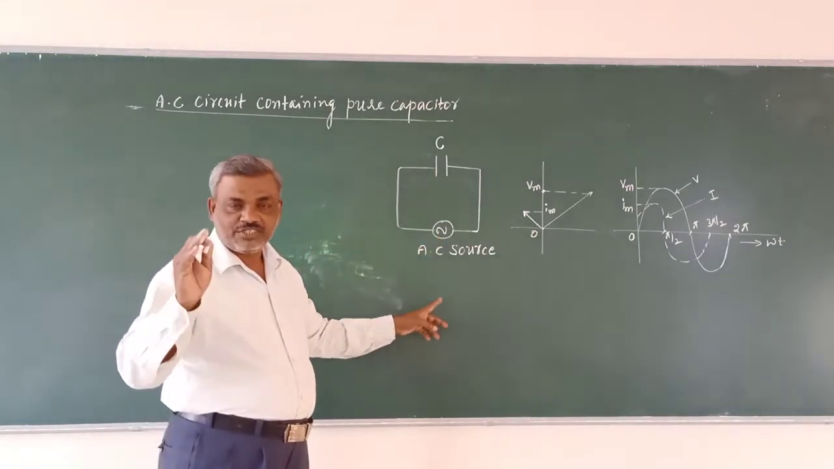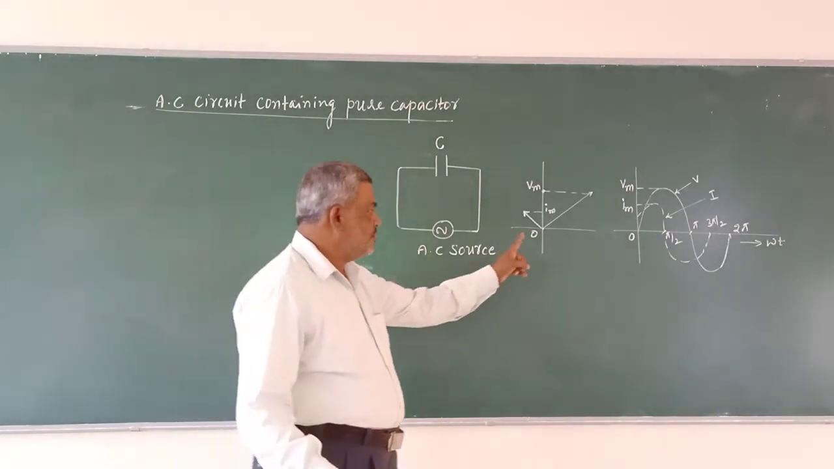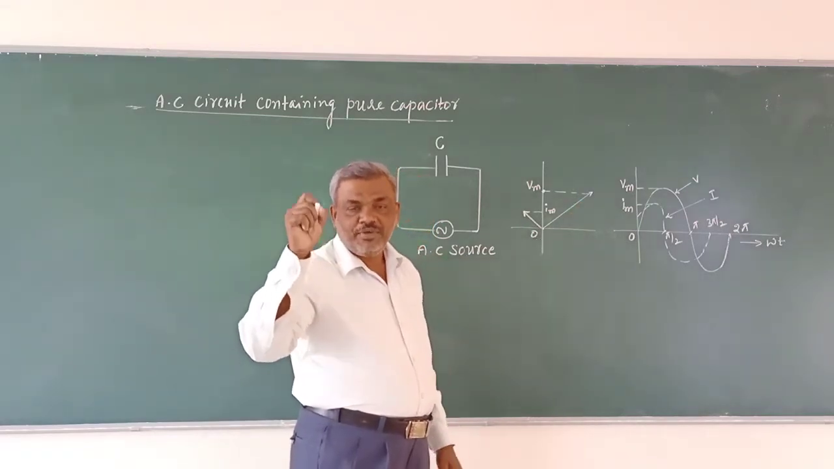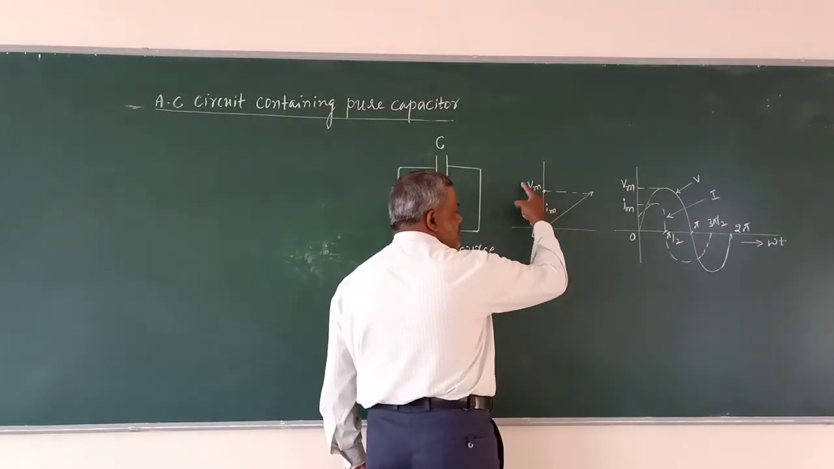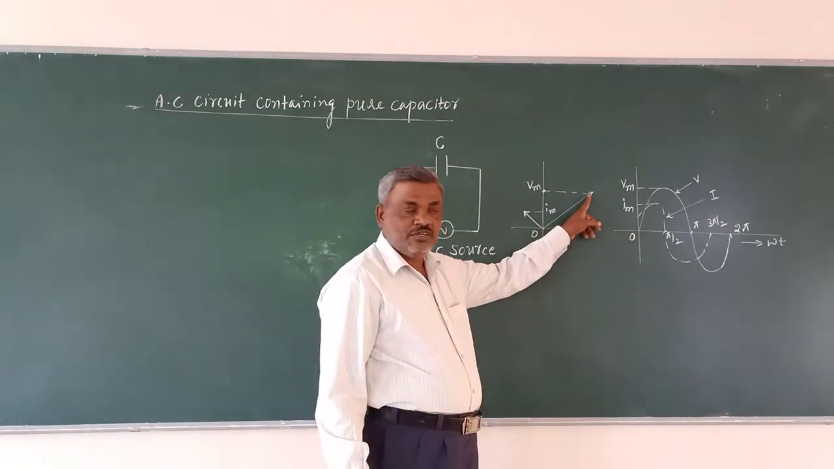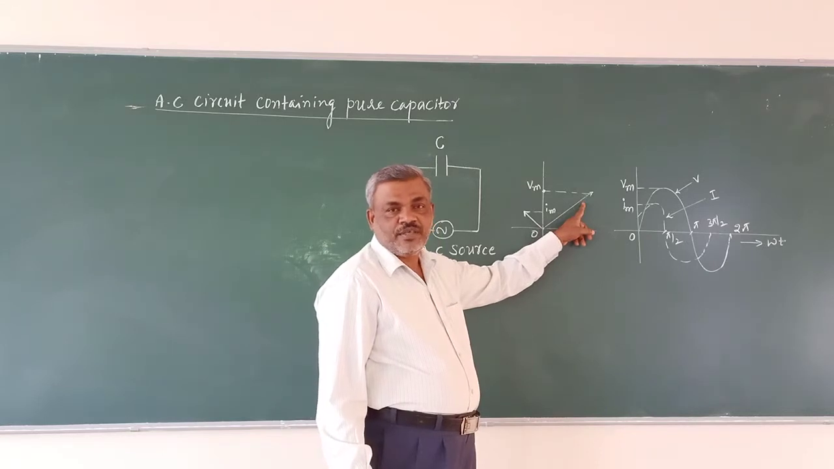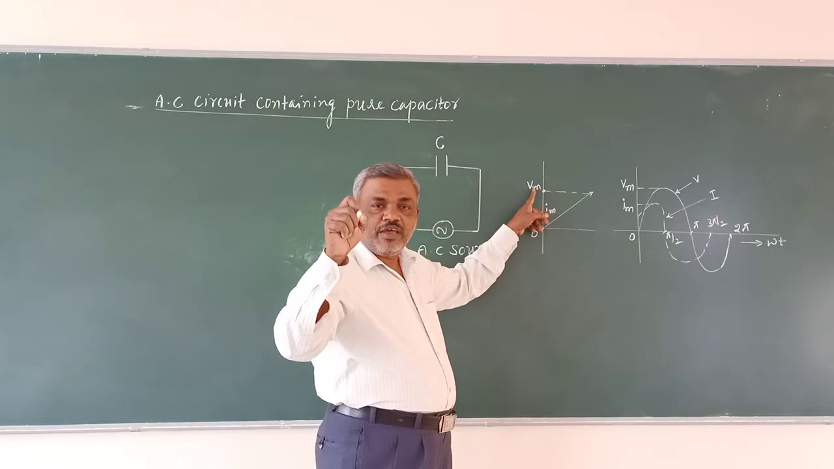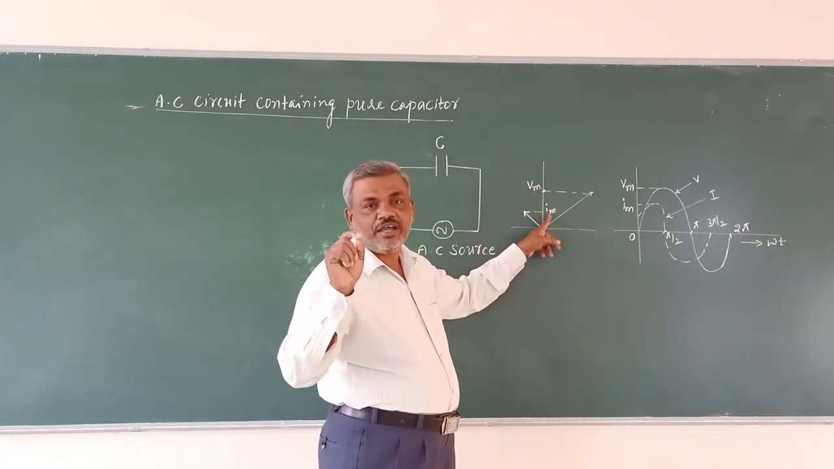So in a pure capacitor, the voltage and current are out of phase. So this is the voltage line. So already you know the definition of a phasor. A phasor is a vector rotating in an anti-clockwise direction with a constant angular speed. So this is the voltage. Now this is the current line. The maximum value of the phasor represents the peak value. So Vm is the peak value of alternating voltage. Im is the peak value of alternating current.